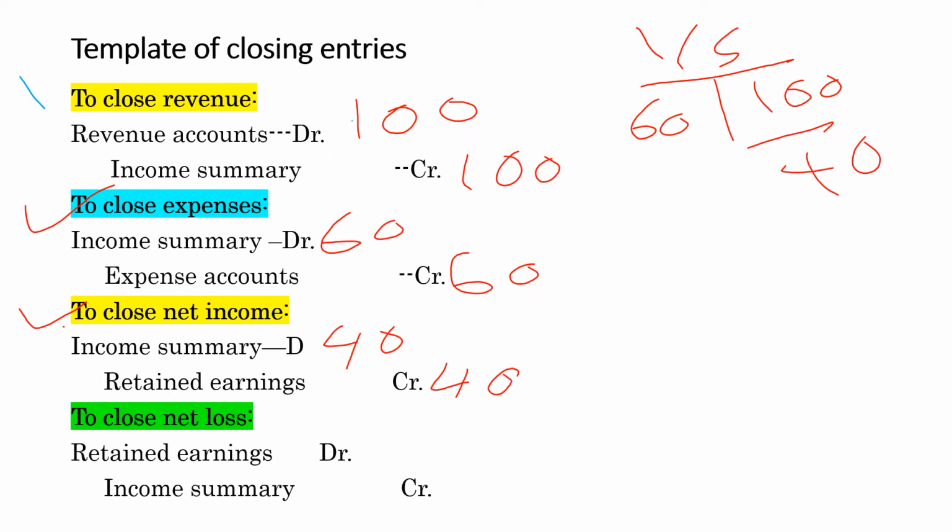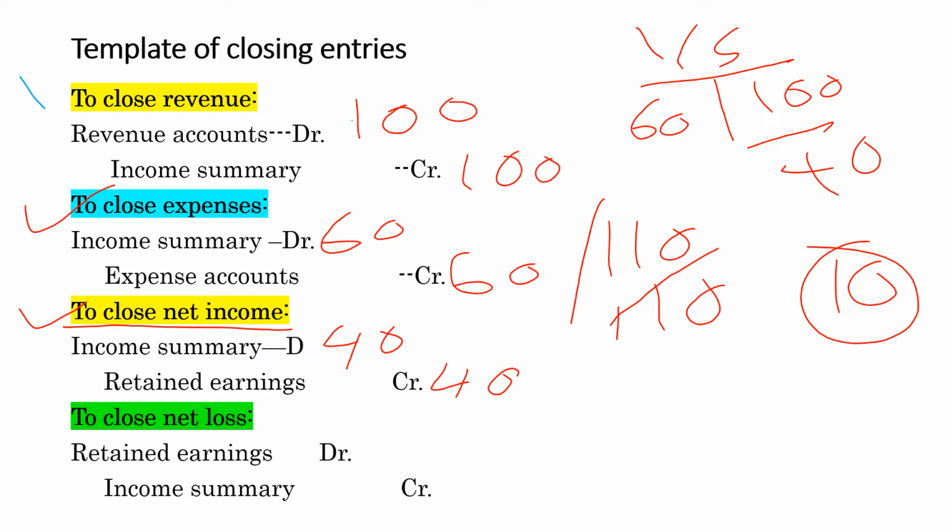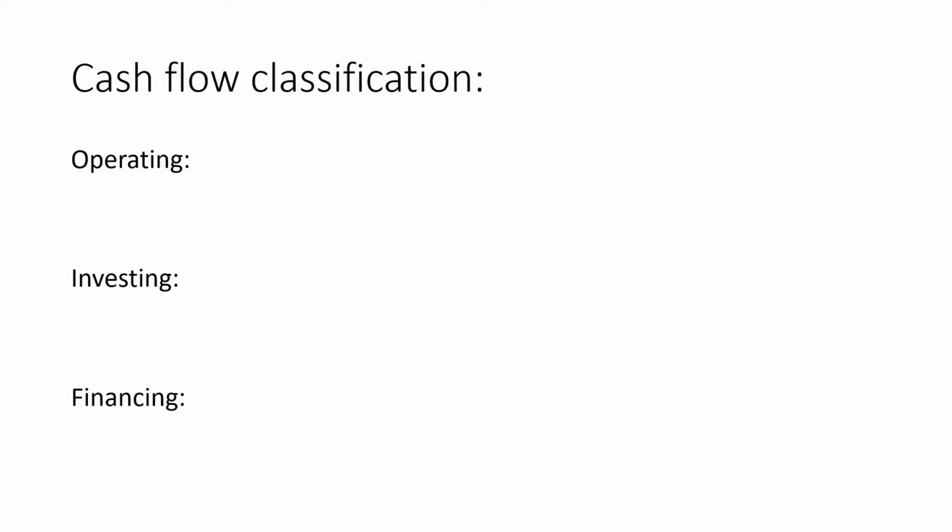So to close the net income, if we had, for example, 110 of expense instead of 60, we would have a 10 loss. In that case, this loss should be closed to retained earnings debit and income summary credit. I hope you have understood.